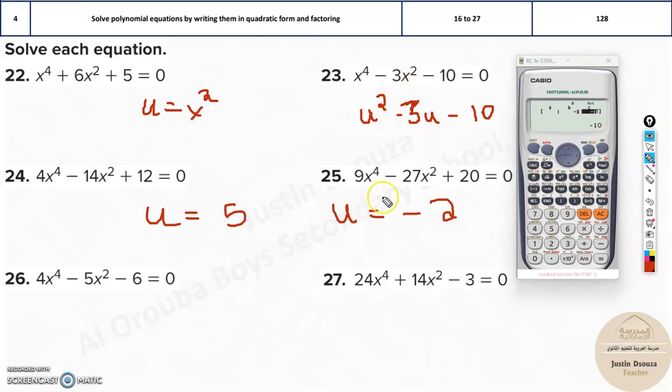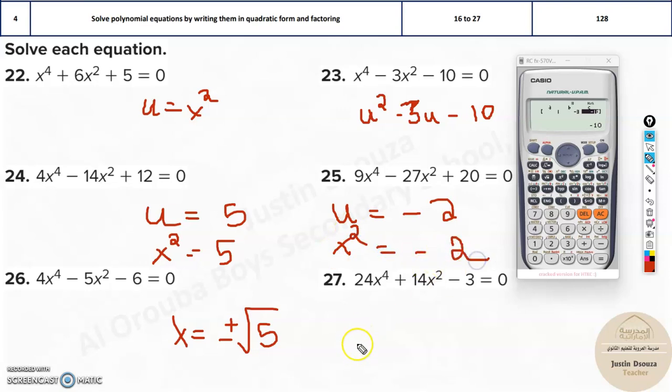So now, you need to substitute this as x squared equals 5. So now, what is the answer for x squared equals 5? x will be equal to plus or minus root 5. And what about over here? x squared equals negative 2. Whenever you have the root of negative 2, it is not possible in real numbers. You have an imaginary number.